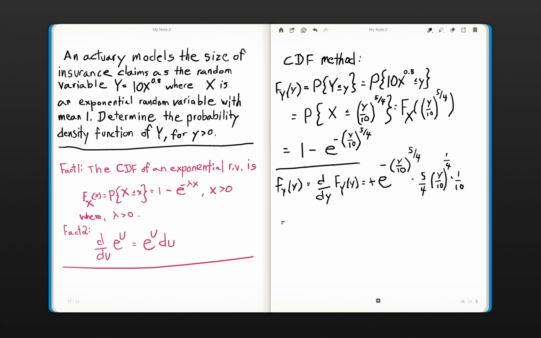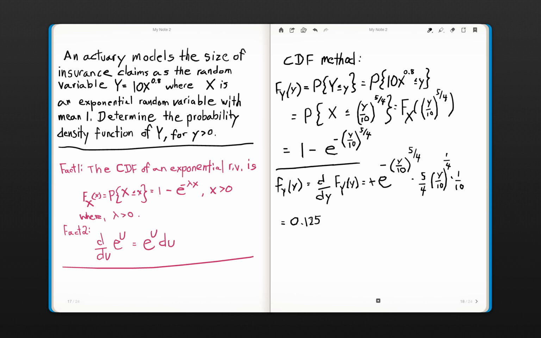Now if you look at the selections they give you, you may not find it in this form. So you may have to do some manipulations to get it to an answer that matches what they have. And sometimes they like to use decimal points. So let's go ahead and collect some terms here. That's 5/4, which is equal to 1.25 times 1/10. So this is just 0.125, and that takes care of those values there.